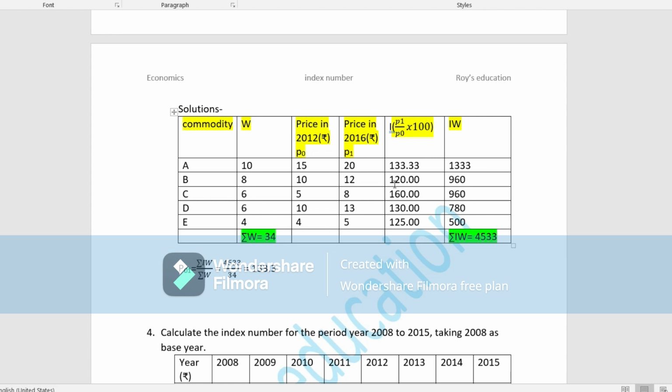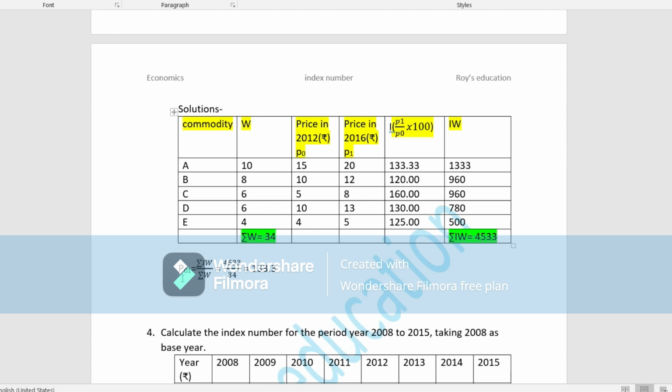Then again, 8 into 120, we are getting 960. 6 into 160, 960. 6 into 130, 780. 4 into 125, it is 500. So we are going to add up this column, that is summation IW equal to 4533. If we calculate it, we are getting 4533.